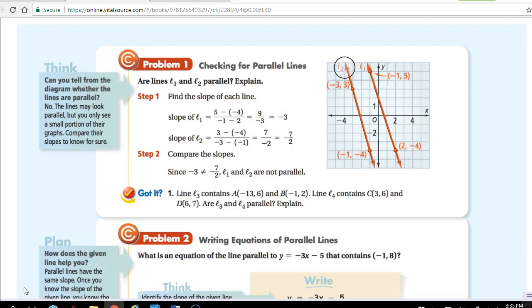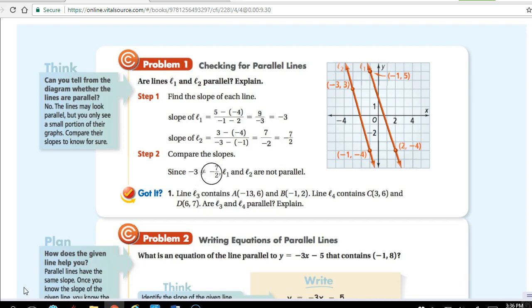Okay? And we can do the same thing to find the slope of line 2 here. Take the difference in my y values, which would be 3 minus negative 4, that always goes on top. The difference in the x values goes on the bottom, so it would be negative 3 minus negative 1. Again, 2 negatives here make a positive, so that gives me 7. Again, 2 negatives here make a positive, so negative 3 plus 1 is negative 2. So, slope of line 1 is going to be negative 3, and the slope of line 2 is negative 7/2.